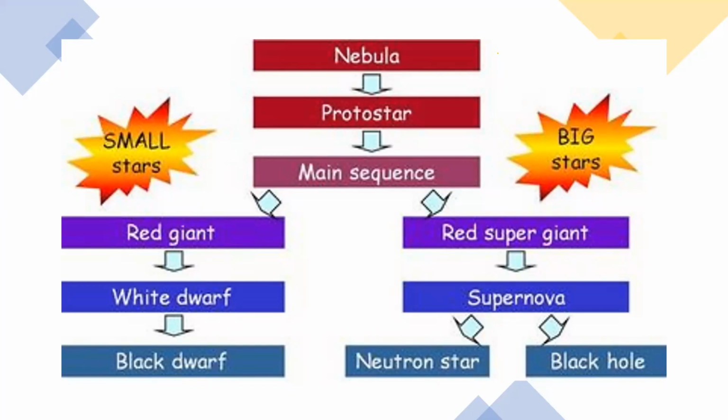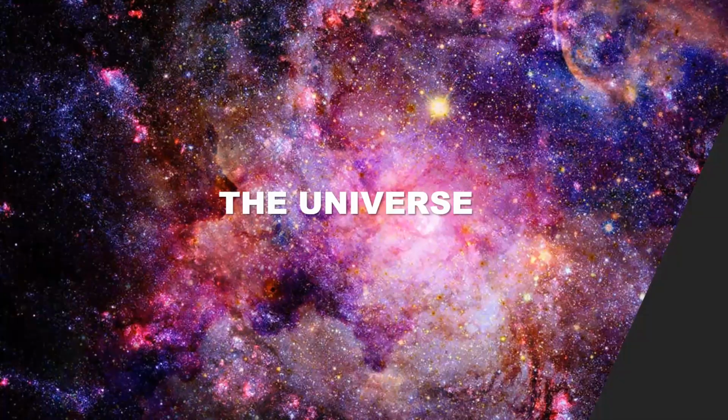Nebula, protostar, main sequence, red giant, red supergiant. Red giant becomes white dwarf, which later can become black dwarf. Red supergiant becomes supernova, which converts into a neutron star or a black hole. Now you have to give a heading, a very fascinating picture, the universe.